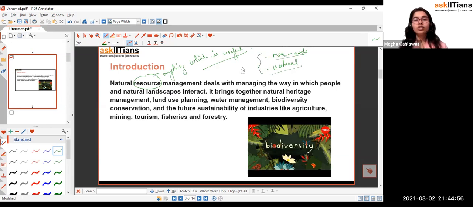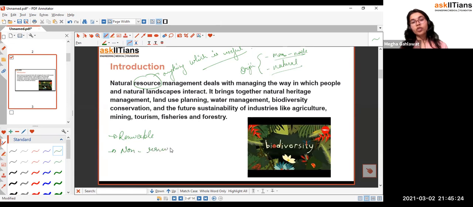Apart from the origin, this is on the basis of the origin. We can also classify the types of resources based on whether we can use them time and again, for a longer period of time, or whether we have to use them cautiously, so that we can have them for the future as well. On the basis of that, we have resources such as the renewable and non-renewable.